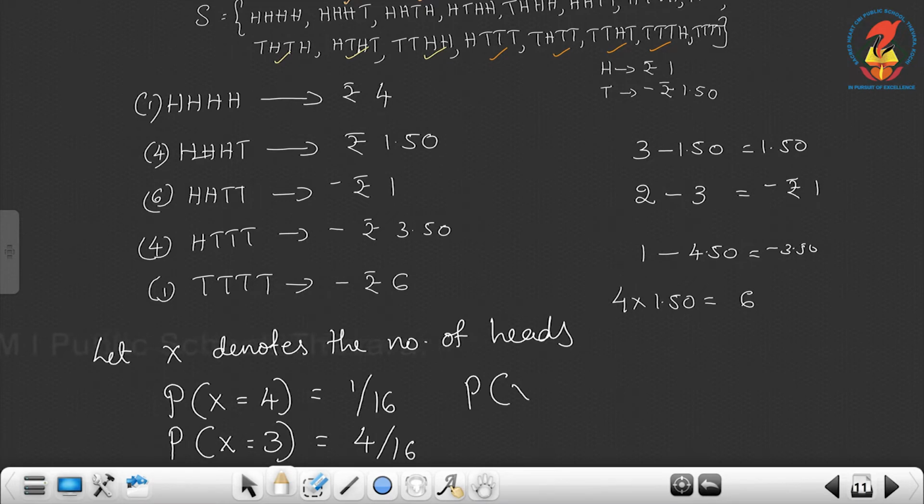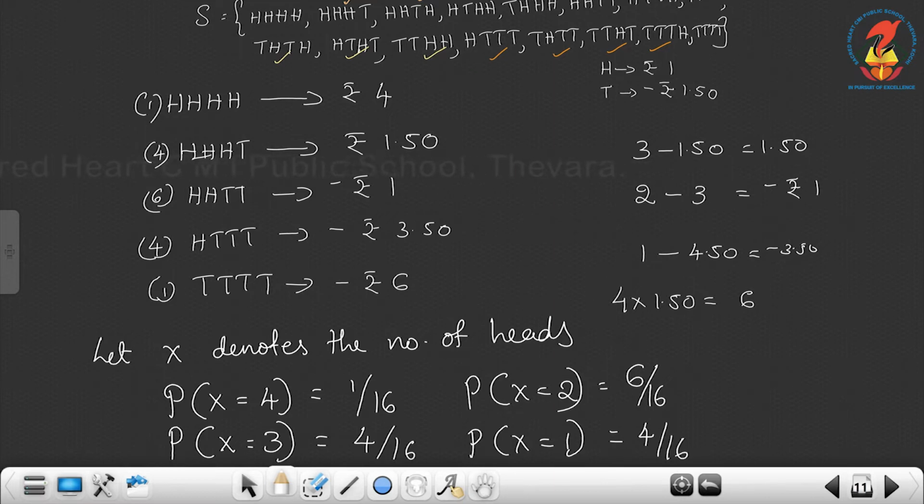Now what is P of X equal to 2? 2 heads and 2 tails. So the net amount is minus rupees 1. What is the probability corresponding to that? There are 6 favorable outcomes out of total 16. Now P of X equal to 1. X is equal to 1 means 1 H and triple T. The amount is minus 3.50. So what is the probability of this particular amount? 4 out of 16. Now the last one, P of X equal to 0. That is 4T. The amount is minus 6 and only one outcome out of 16.